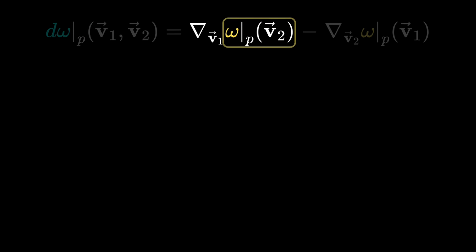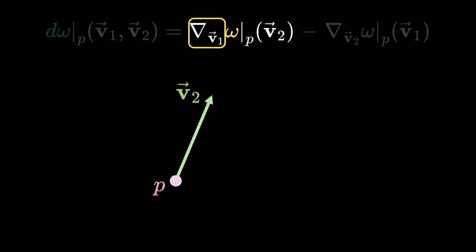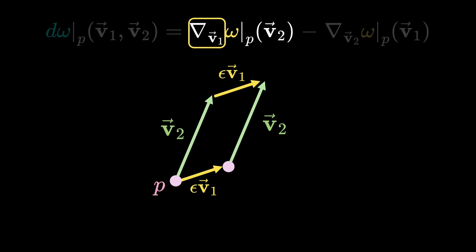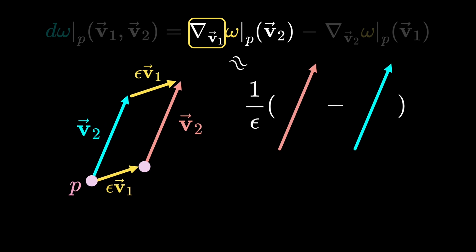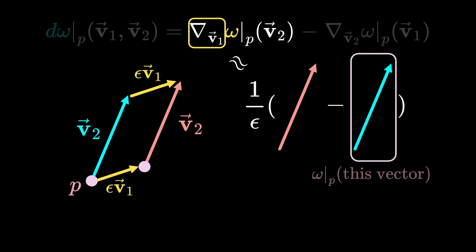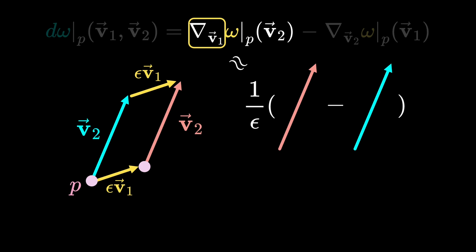We let omega act on the vector v2 at point P. To take the derivative along v1, we consider the setup translated along a small step of epsilon v1, then the derivative is approximately the difference between omega acting on the two vectors divided by epsilon. The colored vectors here actually mean omega acting on the vectors, but for simplicity of notation, we get rid of the omega. Now we adjust this diagram a little.